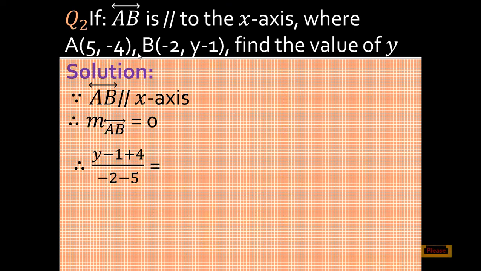Find the slope from the 2 points A and B. Then y minus 1 minus -4, positive 4, divided by -2 minus 5 equals 0. If a fraction equals 0, it means its numerator equals 0, then y minus 1 plus 4, y plus 3 equals 0, then y equals -3.